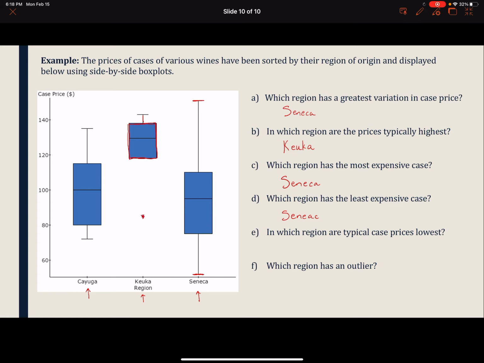I flipped my C and my A around. Let's see here. There we go.